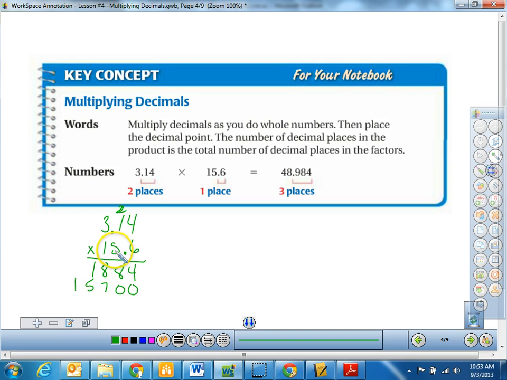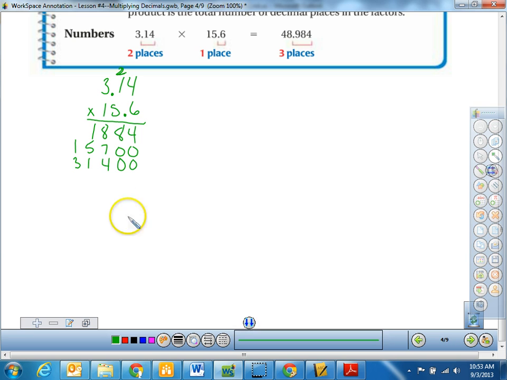Now I'm moving on. I'm done with the 5. I got all of them taken care of. I'm moving on to the 1. But again, this is not a 1. It's a 100. So I need to put 2 zeros in there to show that I'm multiplying times 100. 1 times 4 is 4. 1 times 1 is 1. 1 times 3. I'm going to move this up a little bit.